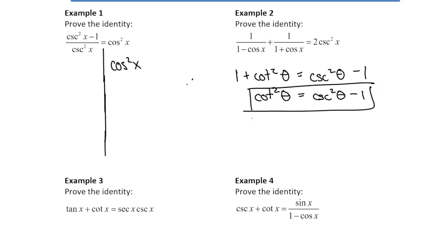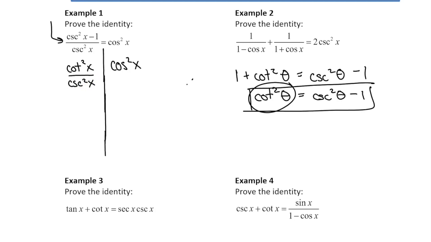So what you could do is look at the top right here where it says cosecant squared x minus 1. You could replace that with cotangent squared x. So let's do that and see if that's going to help us out. And then we'll just leave cosecant squared x as it is. Okay, so think about the steps of what we said.